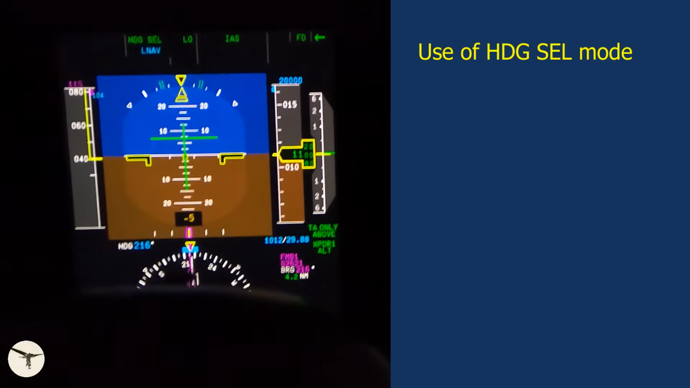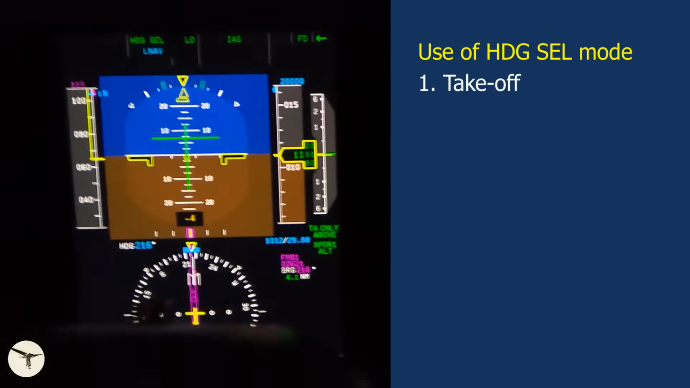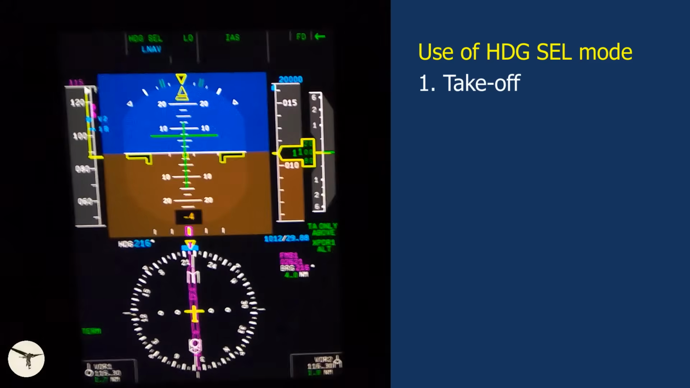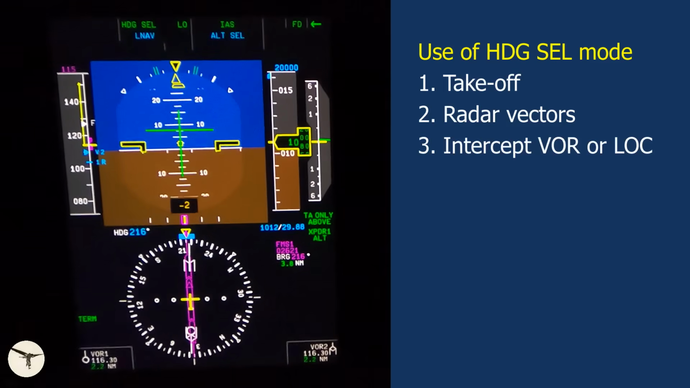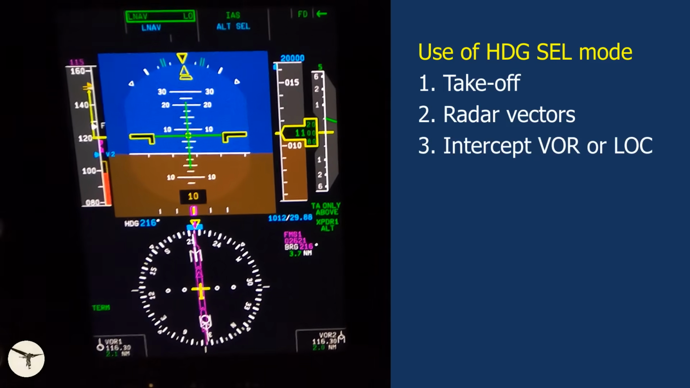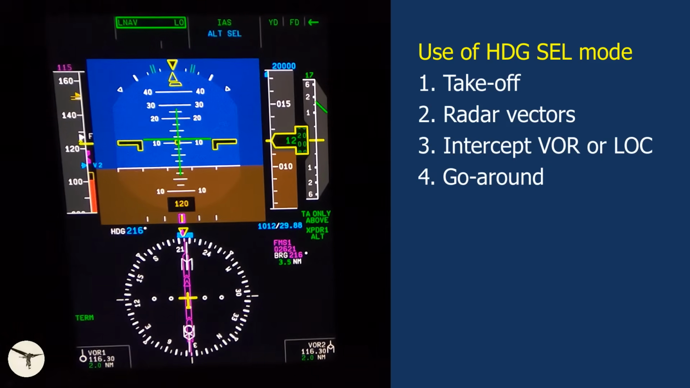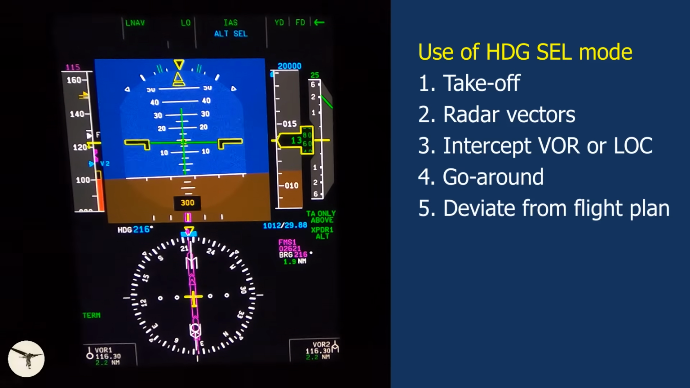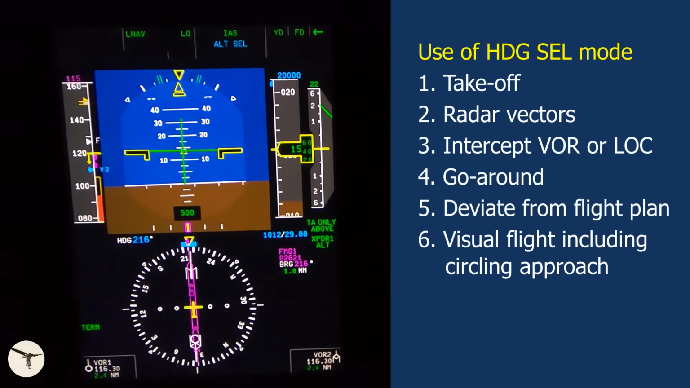In normal operation, heading select mode is used in the following situations. 1. Takeoff. When the aircraft is lined up on the runway, the heading knob is pushed to center the heading bug and the vertical flight director bar. 2. When following radar vectors from air traffic control. 3. When intercepting localizer or VOR radials without using the FMS. 4. During the initial phase of a go-around. 5. When you temporarily want to deviate from your flight plan, for example to circumnavigate thunderstorms. 6. When flying visual patterns.